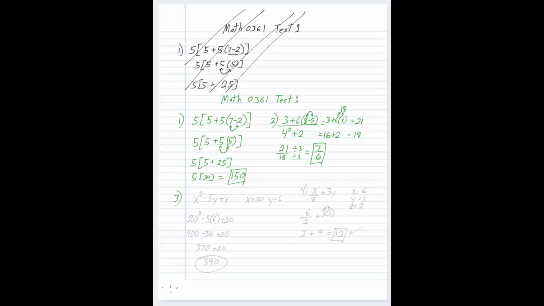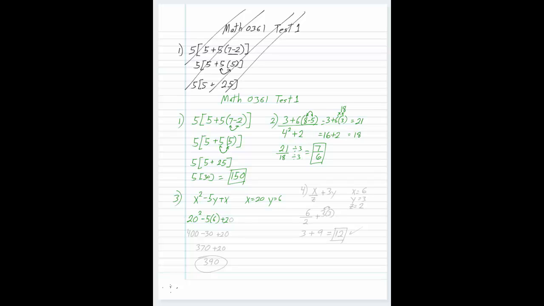Number 3. We have x to the second power minus 5y plus x. And they said that x is equal to 20 and y is equal to 6. To handle a problem like this, let's replace all the x's with 20s and all the y's with 6. Up top, I see an x. That will become 20. 20 to the second power minus 5 times 6 plus 20.